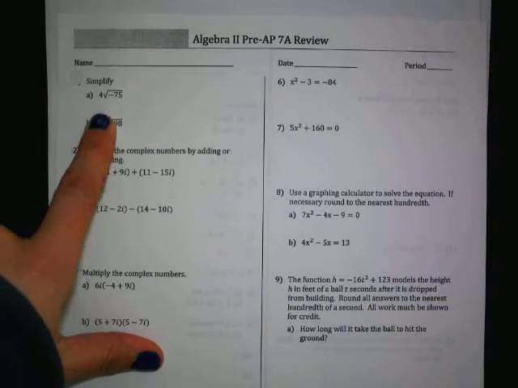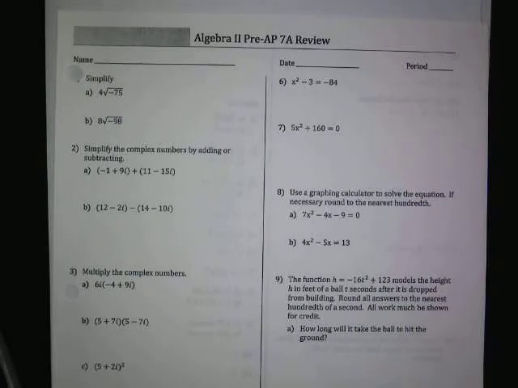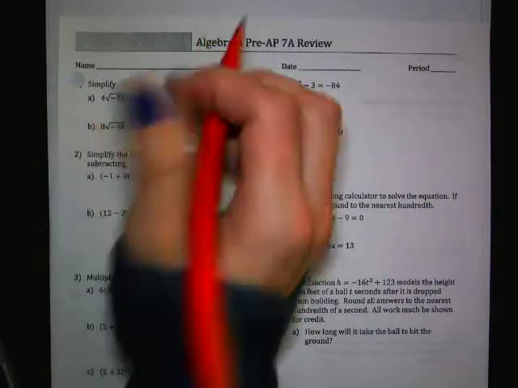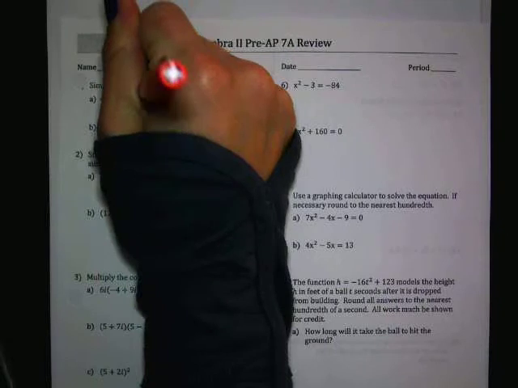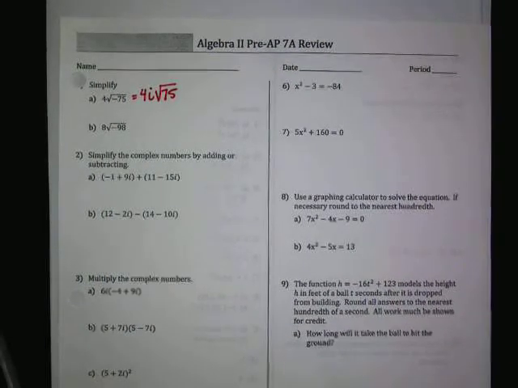So on this first one, all I want to do is simplify. So the negative sign, I'm going to take it out and it turns into a what? An i. Very good. So 4i square root of 75. And then what do you do?